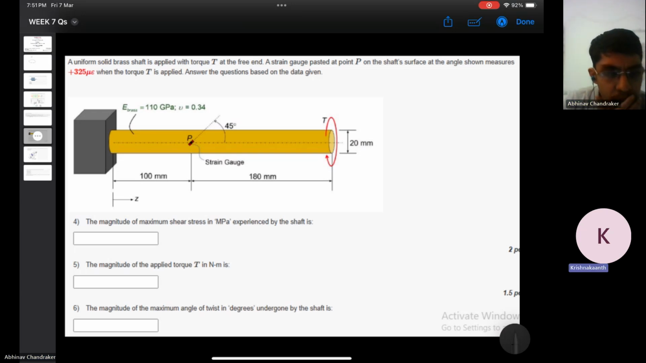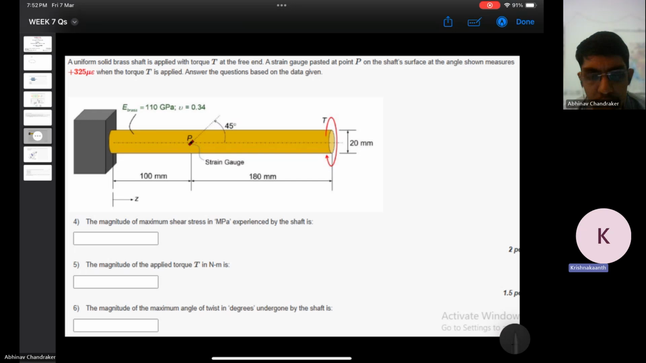Maximum. So in a Mohr circle for pure shear stress, if we draw, we'll be getting on one side 325, and on the other side minus 325. So we can tell tau also should be, the shear strain is directly, it should also be 325. The shear strain will also be 325.